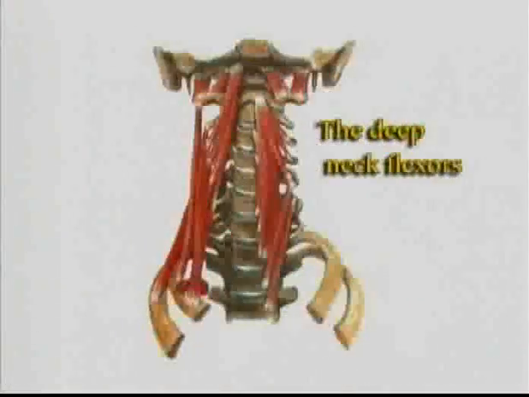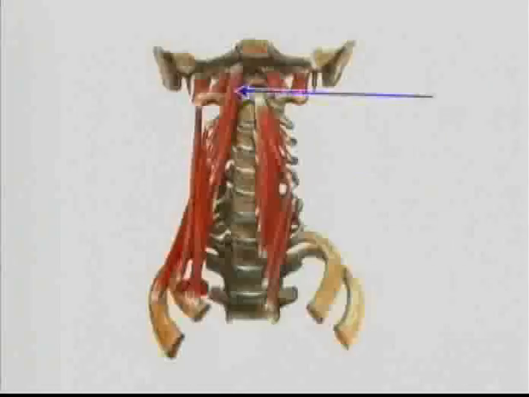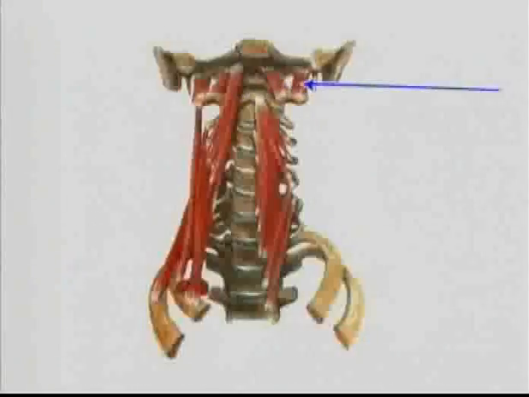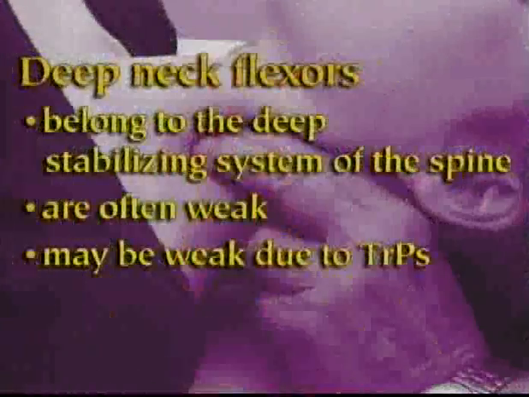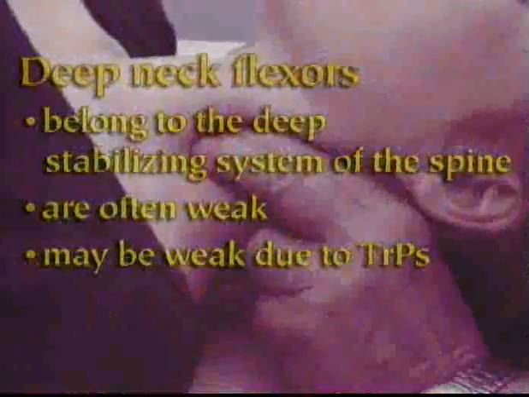The next muscle group covers the deep neck flexors: musculus longus capitis, longus colli, rectus capitis anterior, and rectus capitis lateralis. They belong to the deep stabilization system and may be weakened by trigger points. They can be palpated underneath the SCM.